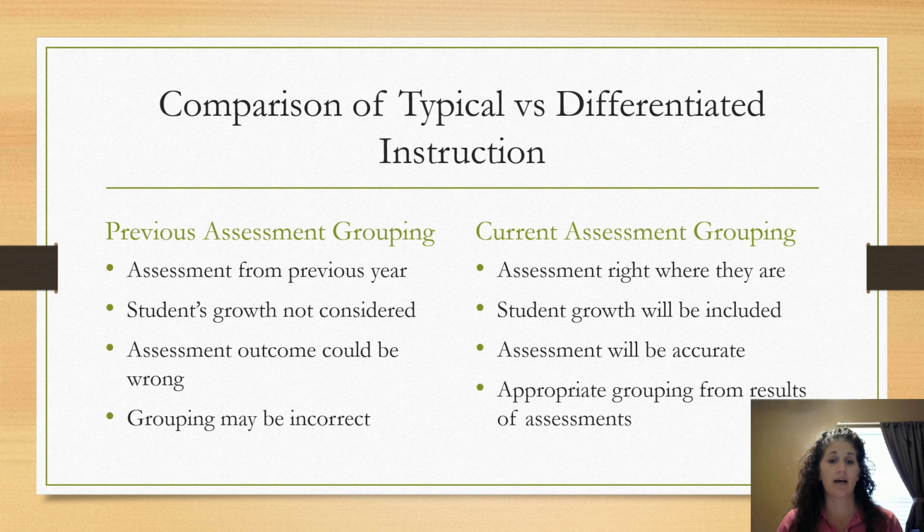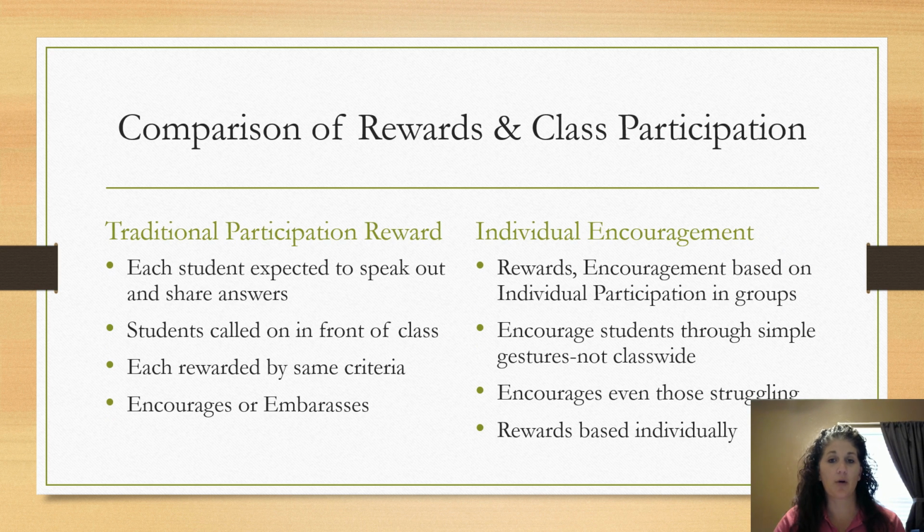If you looked at assessing a student from their previous year's assessments, and that's how you group them, in a typical classroom, you might assess them that way. The student's growth is not going to be considered. They could have changed. The assessment outcome could have been wrong or incomplete, and then the grouping would be incorrect, or the type of way that you teach would be incorrect. But if you use current assessment, the assessment is going to be right where they're at. It's going to include the student's growth, and it would be appropriate.